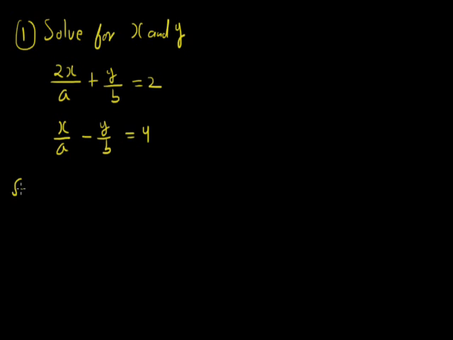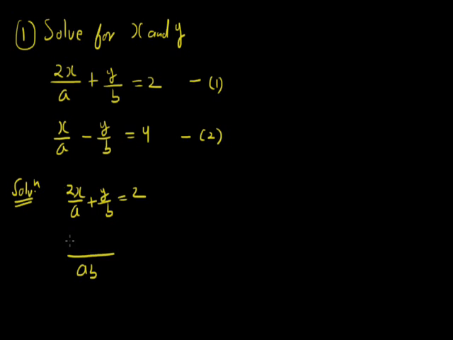So let's see how we can solve this problem. Let's say this is equation 1 and this is equation number 2. Now from the first equation, 2x upon a plus y upon b is equal to 2, we take the LCM. Let's say ab is the LCM. In the numerator, ab divided by a gives b. Now b is multiplied by 2x, we get 2bx, plus ab divided by b gives a multiplied by y, we get ay, which is equal to 2.